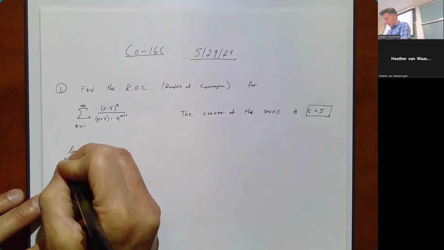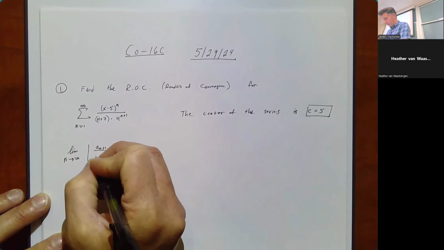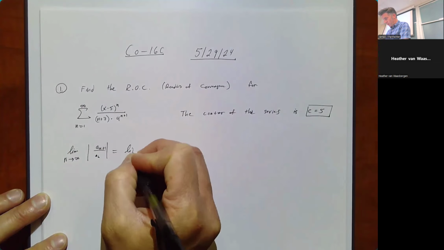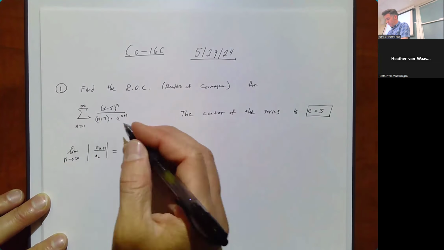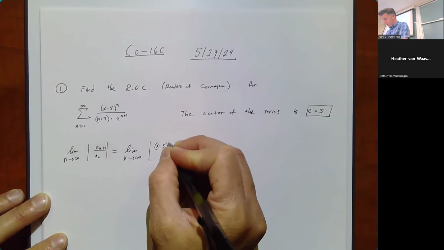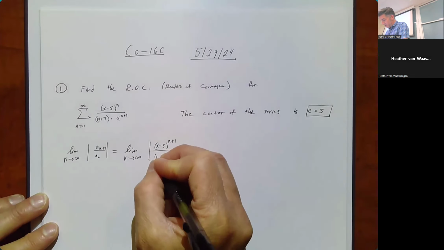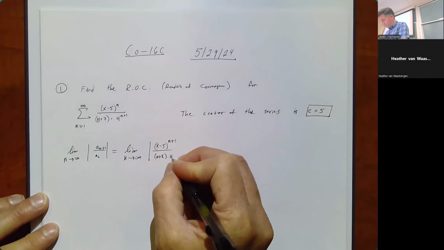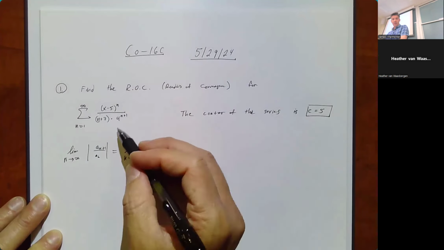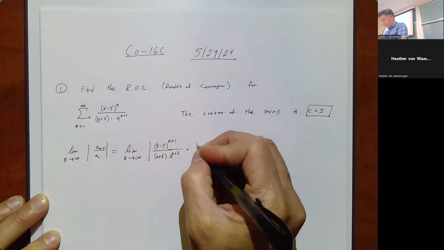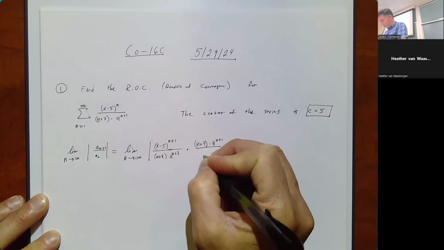And then to find the radius, we're going to do the ratio test. We're going to do the limit as n goes to infinity of a_(n+1) divided by a_n, which is the limit as n goes to infinity of, for this n plus 1 term, (x minus 5) to the n plus 1 over n plus 1 plus 7. Let's just write n plus 8, times 4 to the n plus 1 plus 1, which is n plus 2. And then times the reciprocal of the nth term. So it's going to be (n plus 7) times 4 to the n plus 1 over (x minus 5) to the n.